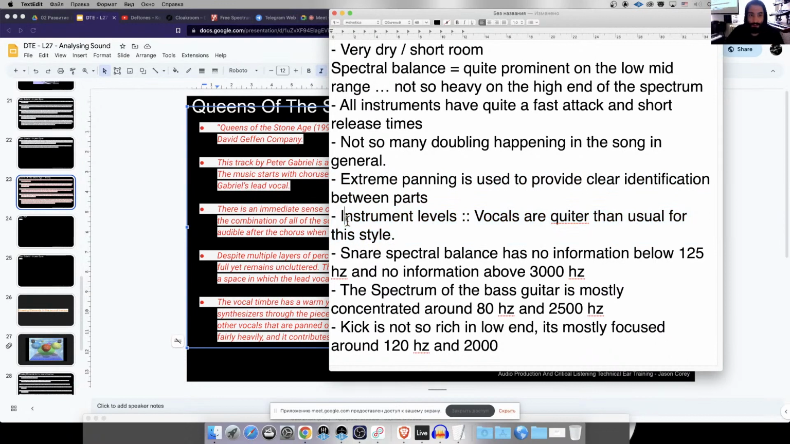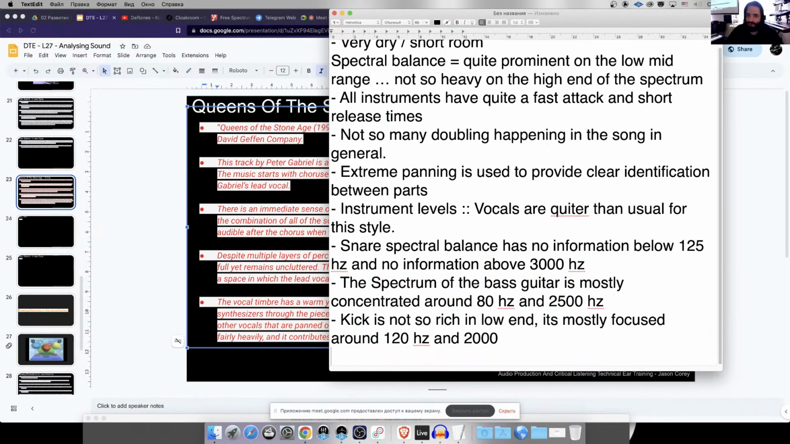Again, it's Joe Barresi. It's the same thing. Snare spectral balance has no information below 125 Hz and no information above 3000 Hz. I don't hear like tsh. The spectrum of the bass guitar is mostly concentrated around 800 Hz. Kick is not so rich in low end, mostly focused around 120.